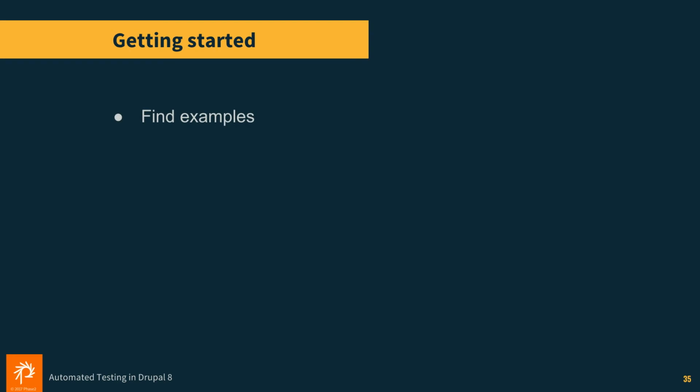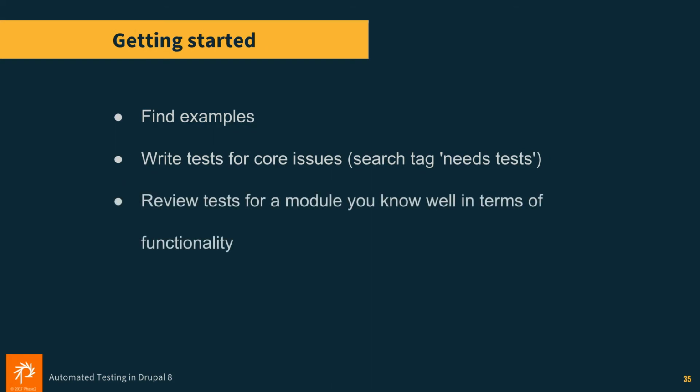So, like I mentioned, the best examples out there are probably in core and the better contrib modules. Writing tests for core issues can be a really good way to learn. You can find those by searching for things that are tagged needs tests. And if there's a module you know really well in terms of functionality, and it's a good module that has tests, just go in and look at how they are testing things.